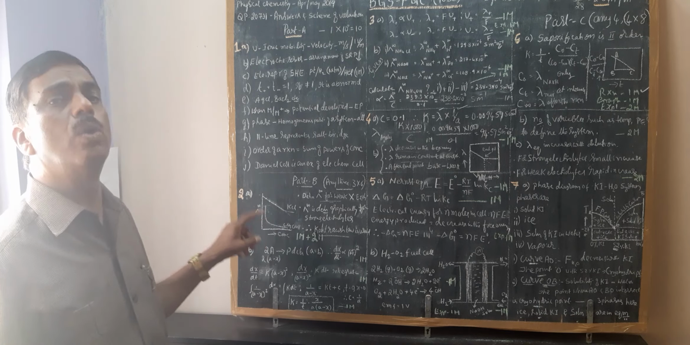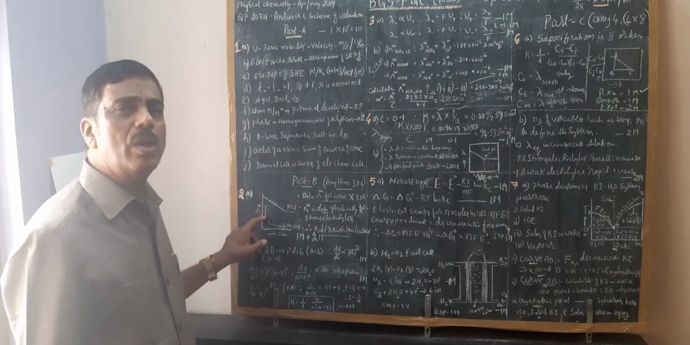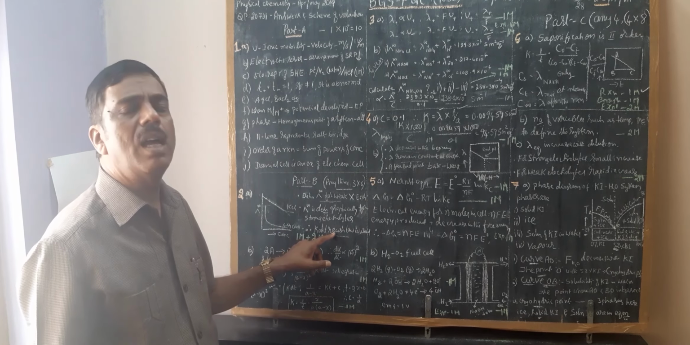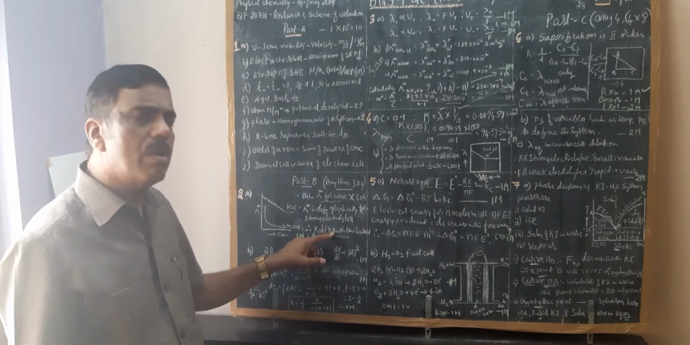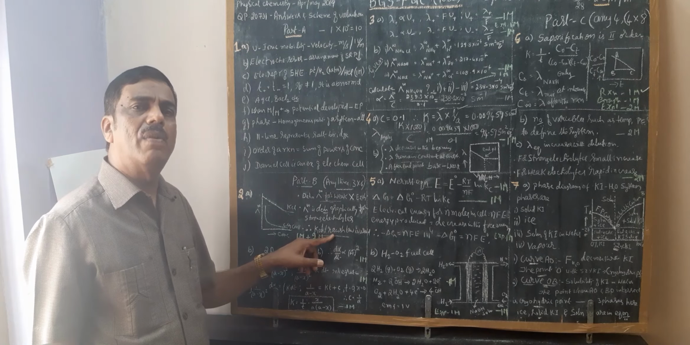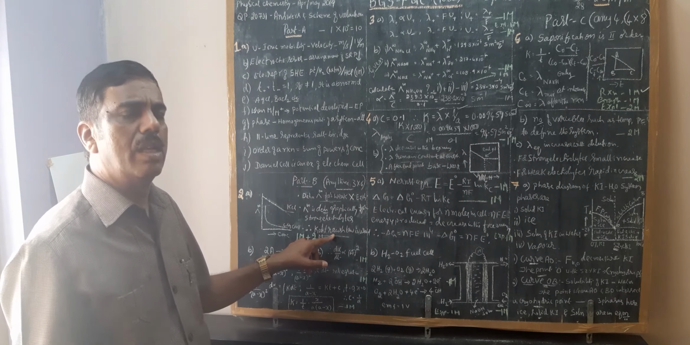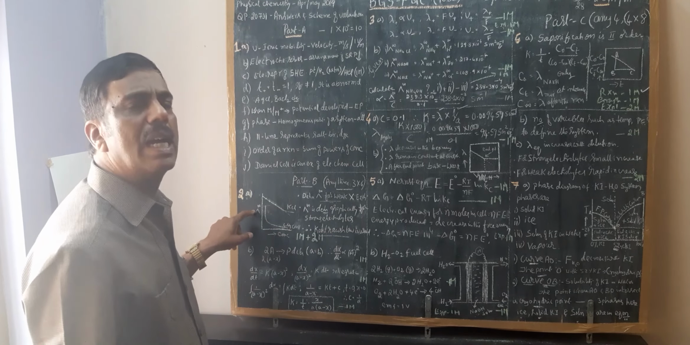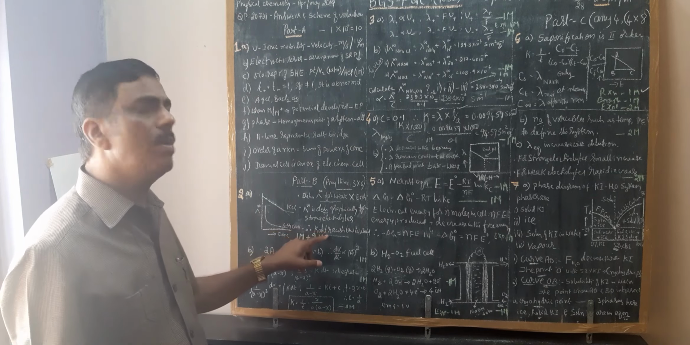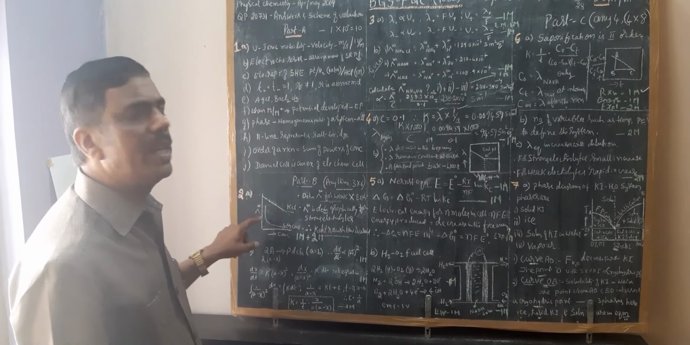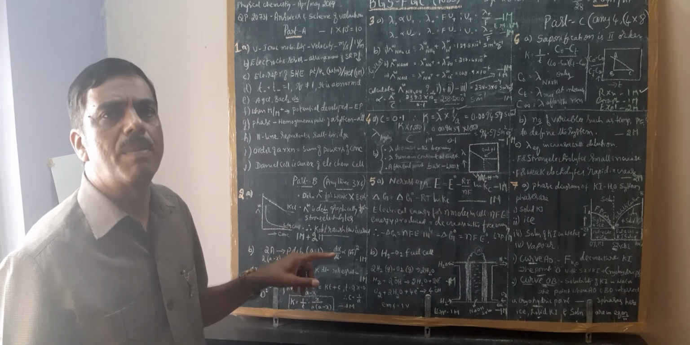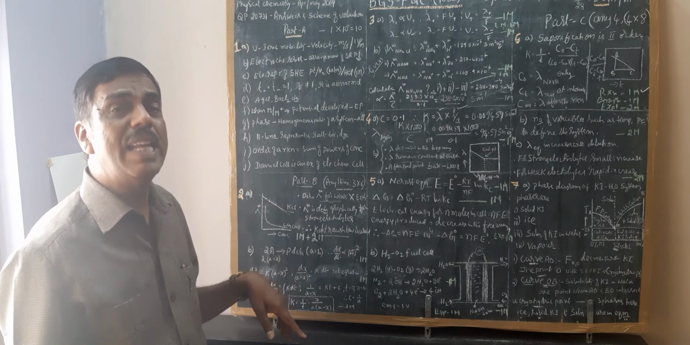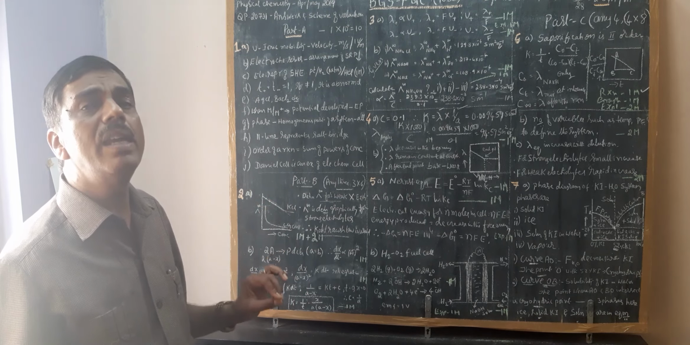In such cases, what to do? In such a case, what you have to do is apply Kohlrausch law. Kohlrausch law states that the conductivity of an electrolyte at infinite dilution is the sum of the ionic conductivities. Lambda infinity is equal to lambda plus plus lambda minus. Conductivity at infinite dilution of an electrolyte is the sum of the ionic conductivities.